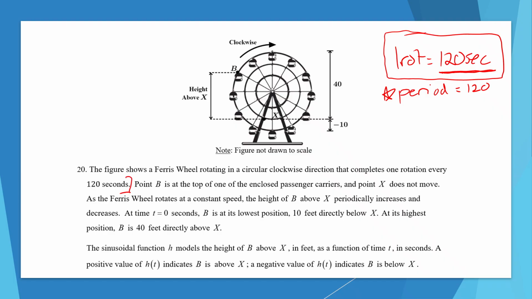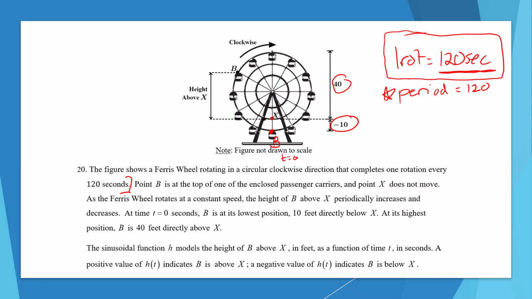Point B is at the top of one of the passenger carriers and does not move, or point X does not move, which is right here. At time t equals 0, point B is at its lowest position, 10 feet directly below X. So that's going to be where point B starts at time t equals 0, which is 10 feet below. So that is shown here with that negative 10. At its highest position, point B is 40 feet above X. The sinusoidal model models the height of B above X in feet as a function of time in seconds.